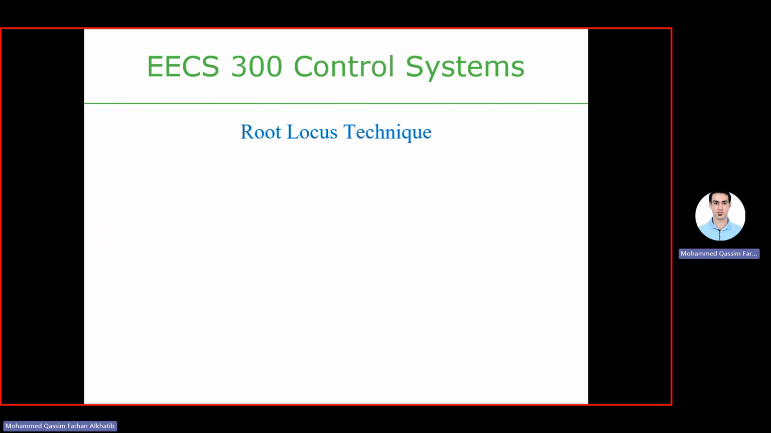Now, let's have this scenario. We always have our input, X of S. We have a certain block, G of S, and we have the output Y of S. So in this case, we have an open loop system. There is no loop, and whether the system is stable or not, we have no control of it. So the solution was to provide it with a certain feedback. So we'll have a system like this.